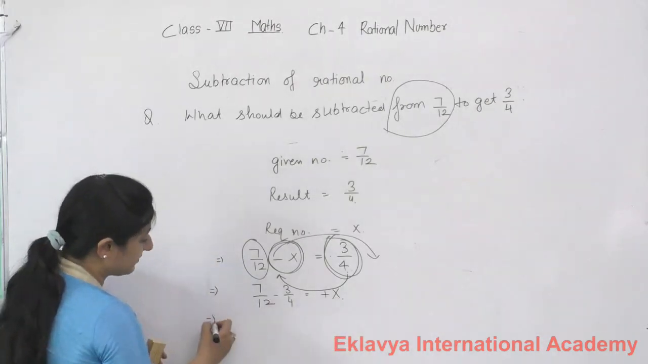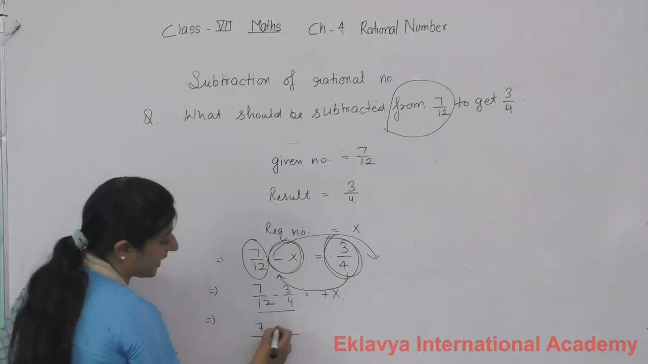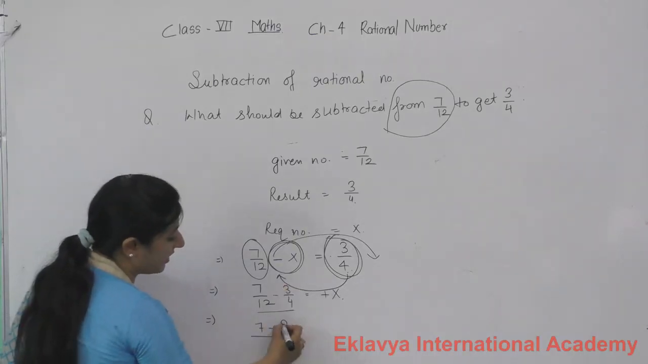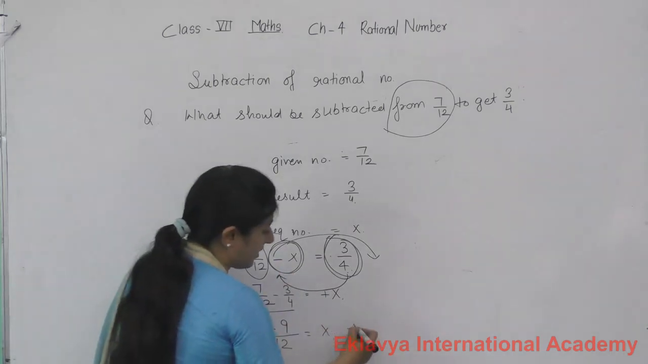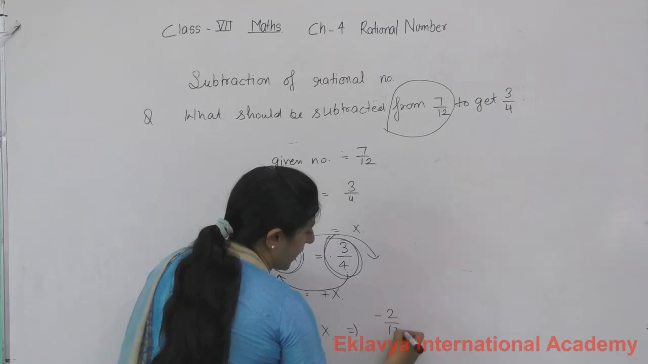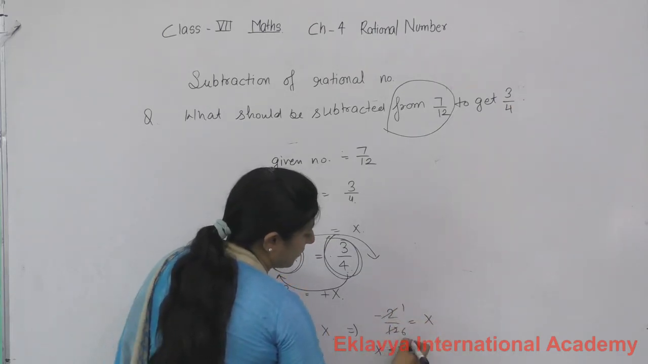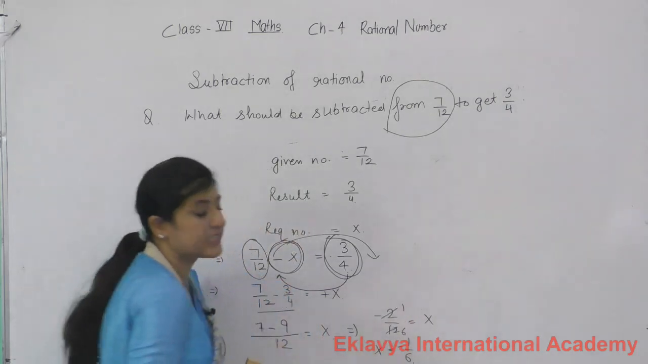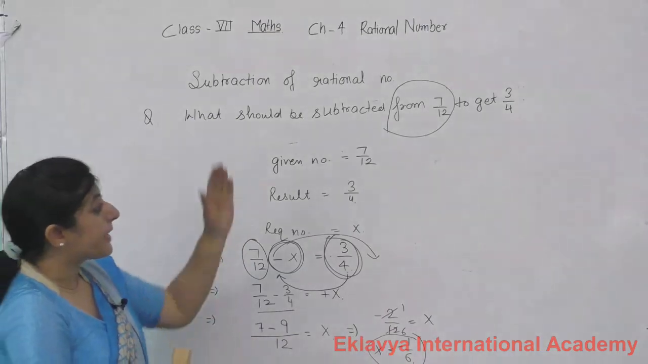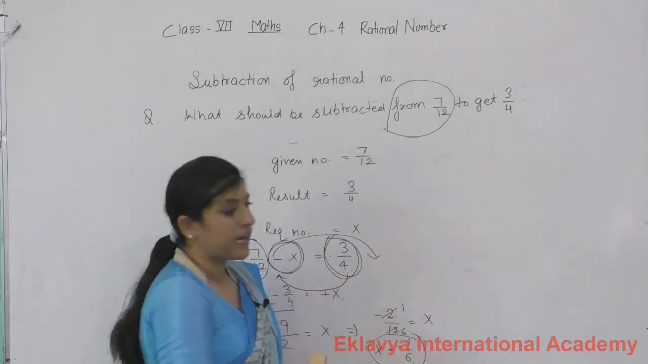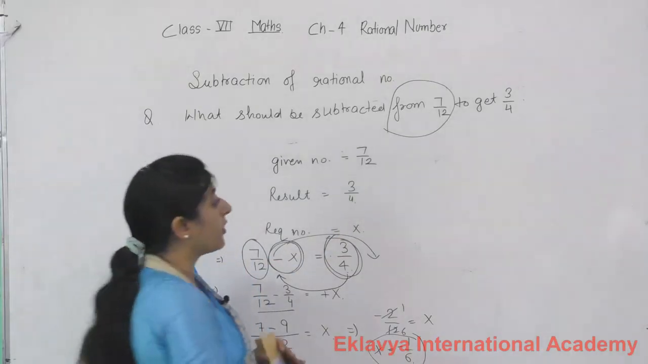Now see, take LCM. 7 minus 4, 3 threes are 12, 3 threes are 9, is equal to x. Minus 2 by 12 is equal to x. Answer is x is equal to minus 1 by 6. Then your answer is, what should be subtracted from 7 by 12? That is minus 1 by 6. Then you got the result 3 by 4.